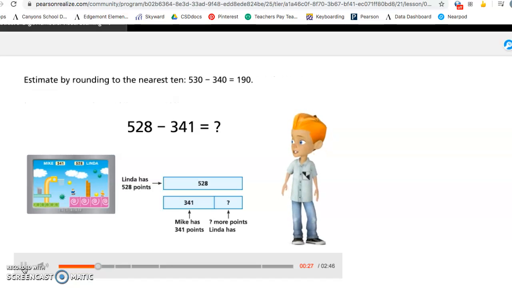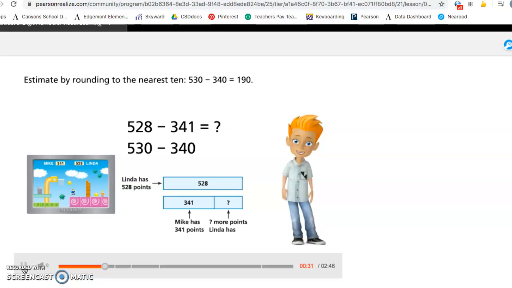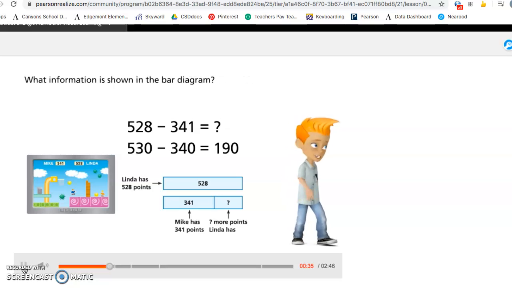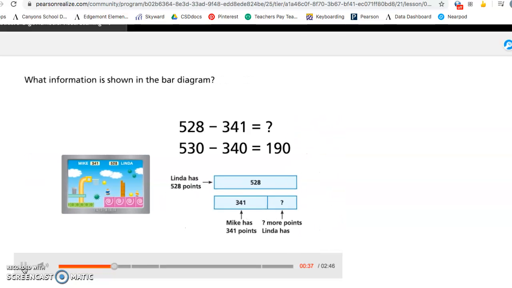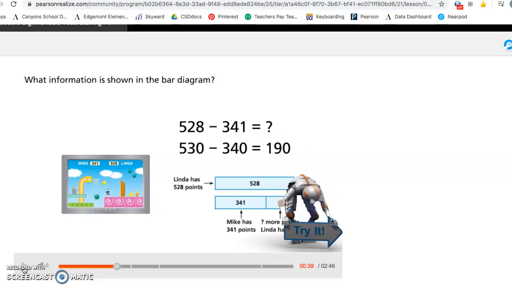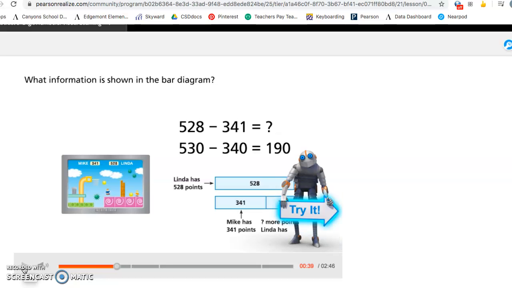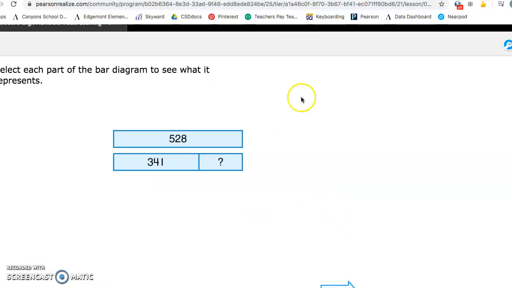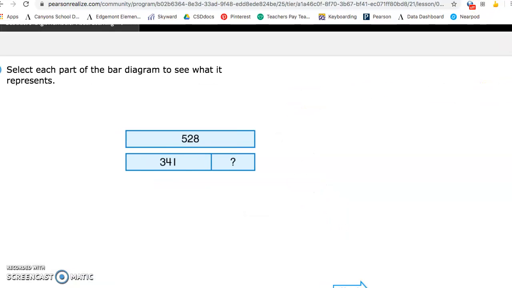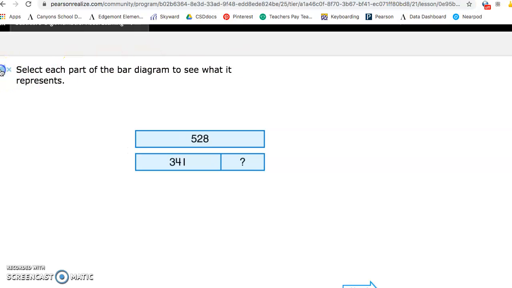Estimate by rounding to the nearest 10. 530 minus 340 equals 190. What information is shown in the bar diagram? Select each part of the bar diagram to see what it represents.